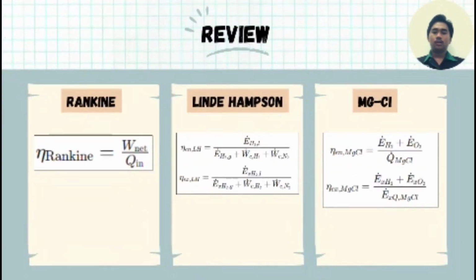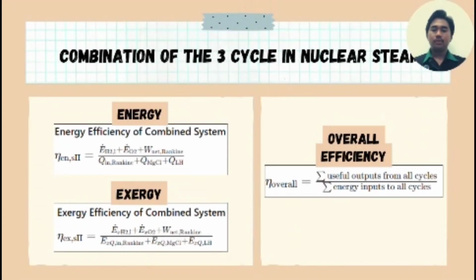There are some calculations that we need to know, starting with the basic formula of the efficiency for the Rankine, Linde-Hampson, and magnesium chloride cycles. Our journal focuses on the combination of the three main cycles of the entire system, starting from the energy efficiency and also the exergy efficiency. Overall efficiency is the total useful output divided by the total input of the whole cycle.